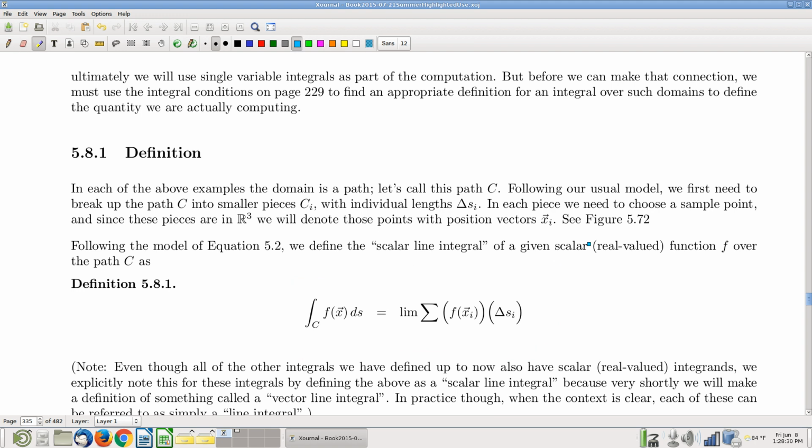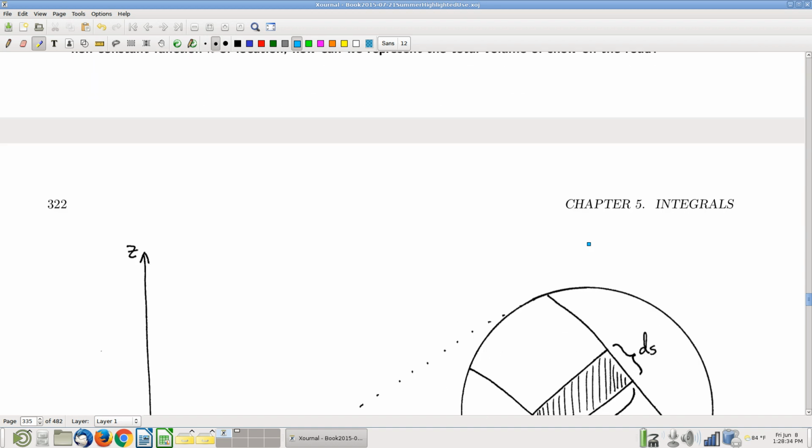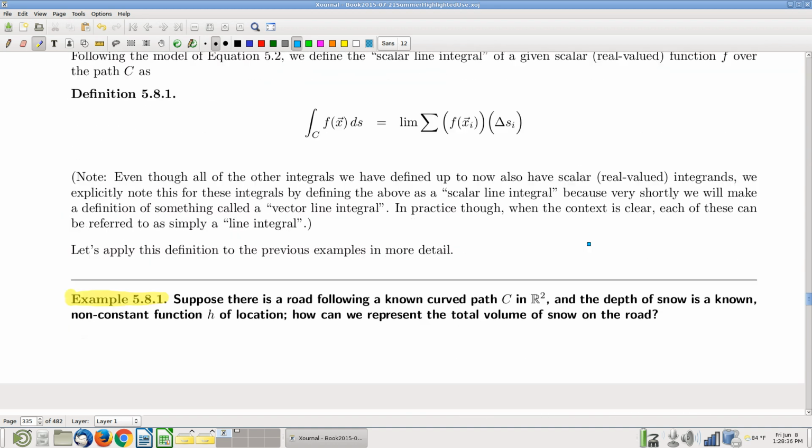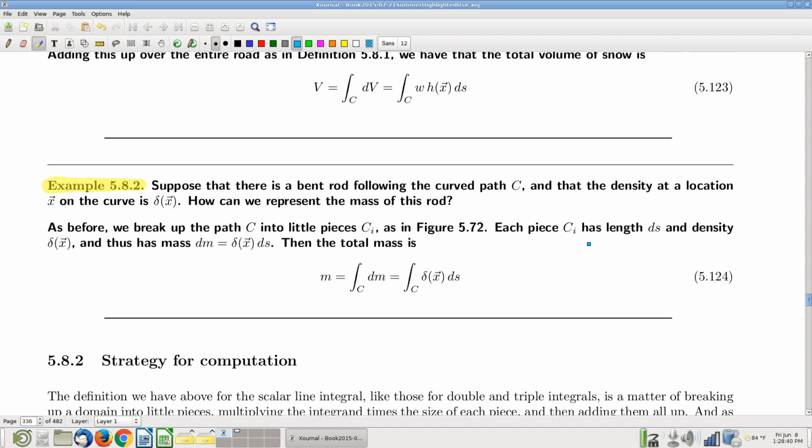Okay, how do we compute these things? Oh, I'm getting ahead of myself. Sorry. Let me do an example here. I'll come back to the other one.